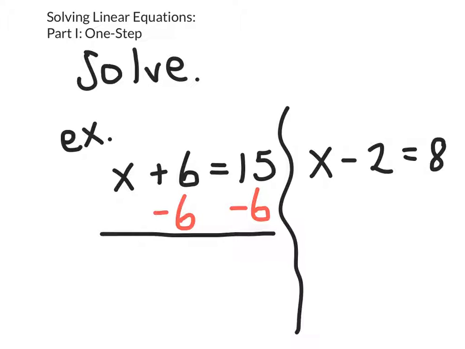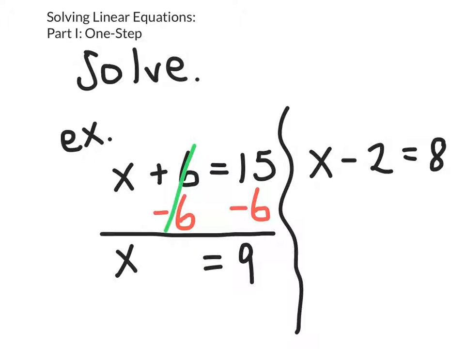When I do that, you'll notice here that the 6's cancel. Those are inverses of each other. And so I am going to be left over with x equals 15 minus 6, which is 9. That is my first equation.